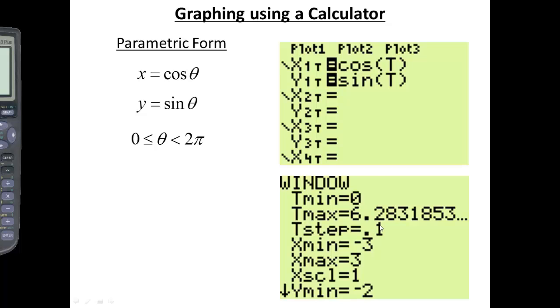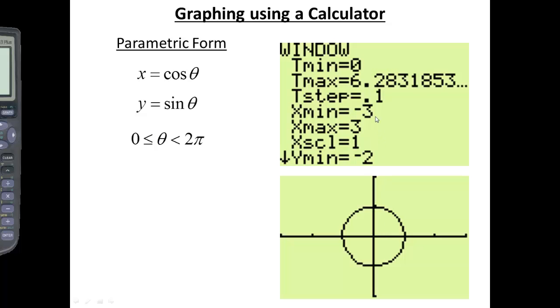Alright, so I'm going to leave it as 0.1. And when I go ahead and hit graph, I should get exactly this. So here's my circle again. Notice it doesn't have the little blips near the x-axis, because this is a much more efficient way of graphing than function mode. And one of the beautiful things about this is if I graph my unit circle in parametric mode, it allows me to cheat.